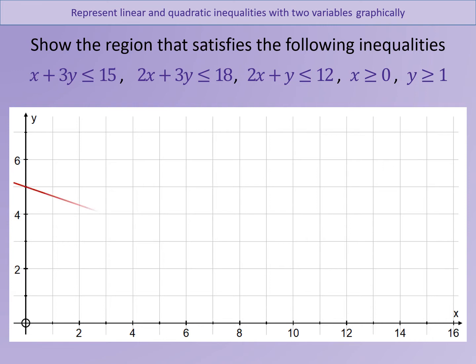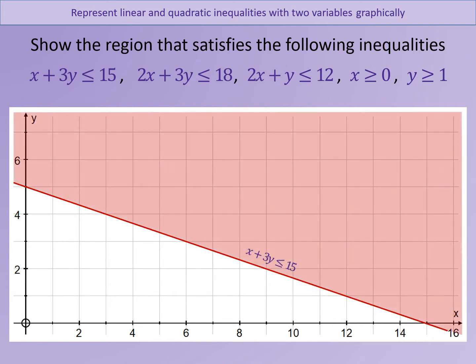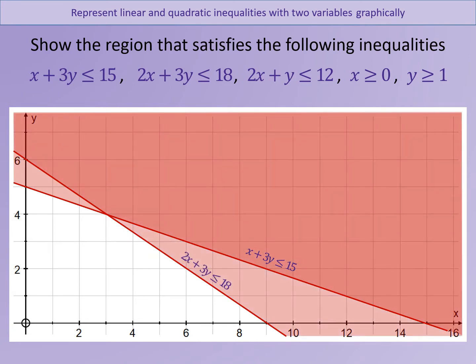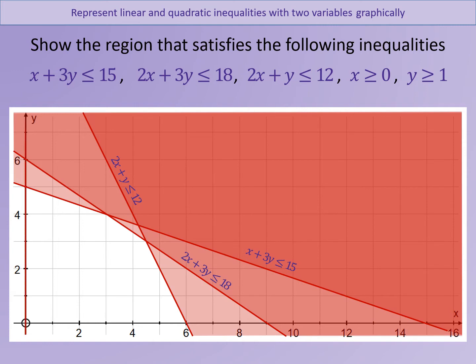So the first line, x plus 3y equals 15, we then shade the side that is false. The second line, 2x plus 3y equals 18, again shade the side that is false. The third line, 2x plus y equals 12, shading the false side. We're now going to draw the line x equals 0 and shade the side where x is less than 0. And finally, the line y equals 1, and we're going to shade the side where y is less than 1. So we are left with the unshaded region in the middle. This is known as the feasible region.